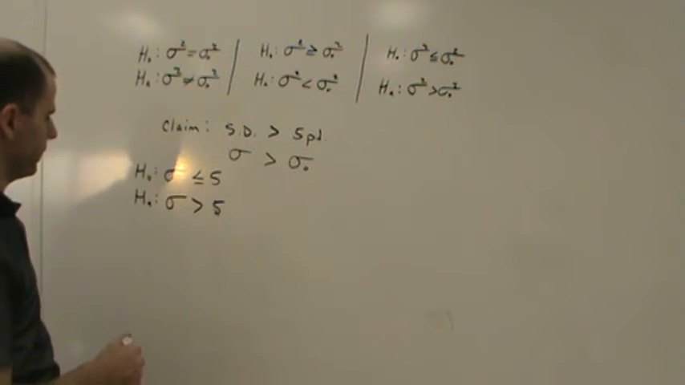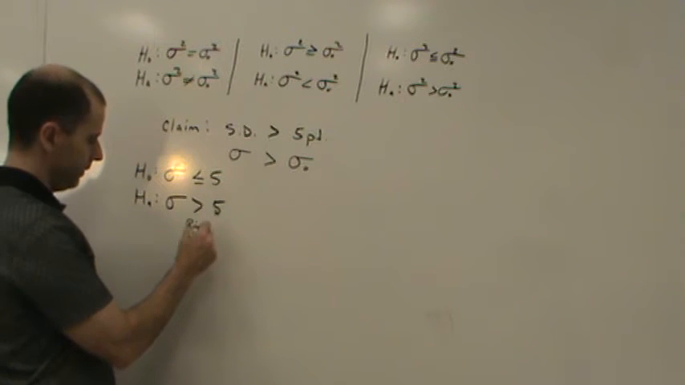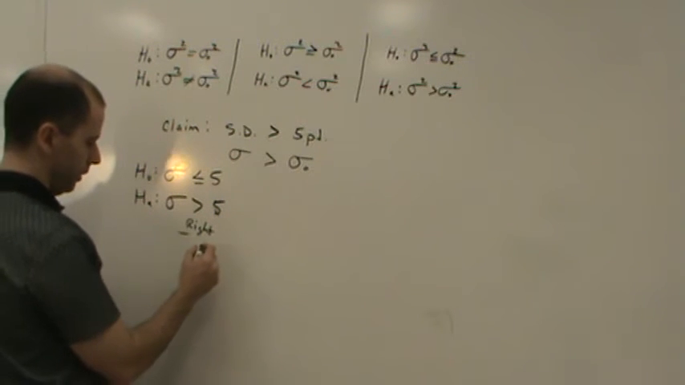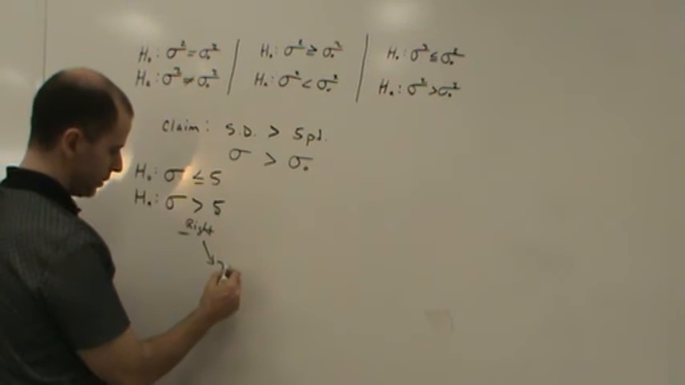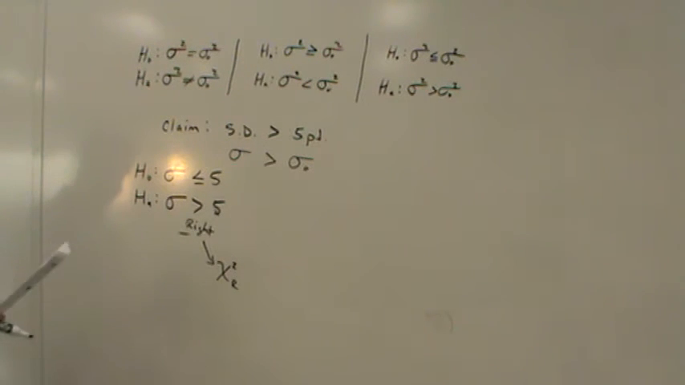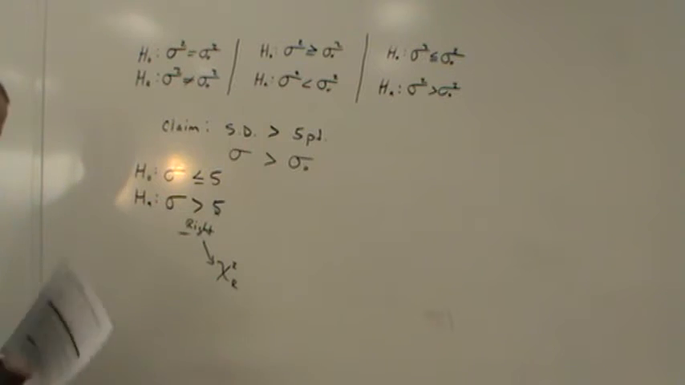So now, oh, by the way, what type of tail test is this? Right, of course. Okay? That we should know. And so what critical value are we going to be looking for? Chi squared r. Okay? So just so you know. Okay, now, let's do a test.